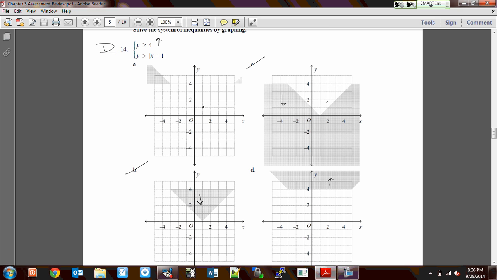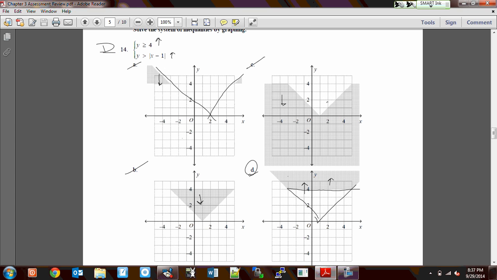vertex of this is. But since we know y is greater than, that means we need to be shaded above it. So our V would be in here something like this. I know this is really terrible. And as you can see, we've shaded below the V, not above the V. So A is gone. And again here is our V. This is really terrible. And as you can see, we are shaded above the V as well as above the line y equals 4. So therefore, D is the correct answer.